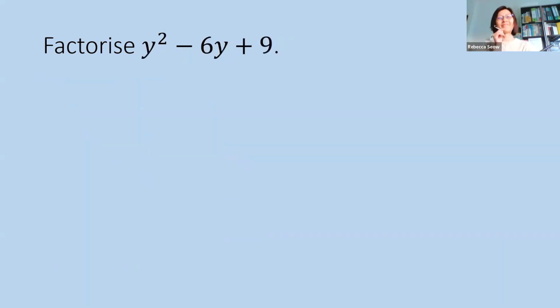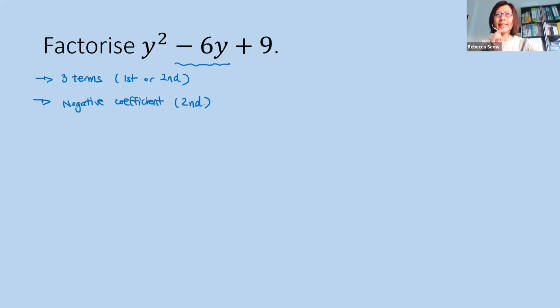Third one. Okay, how many terms now? So you would have noticed that this has again 3 terms, which leaves us to either the first or the second identity. Look at the middle term, identify the sign. So the y coefficient is -6, which means that it's a negative coefficient. This would mean that we are looking at the second identity.